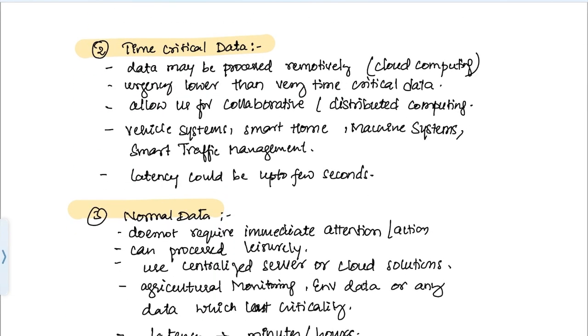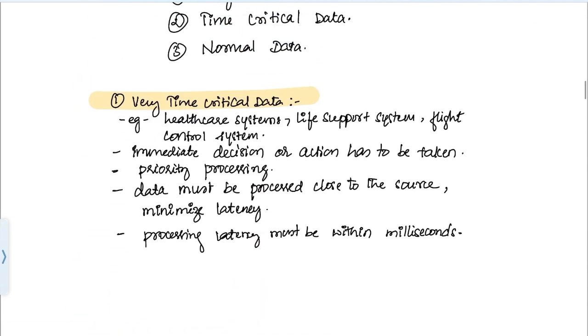Next we have time critical data. Time critical data means data may be processed remotely, that is, in cloud computing. So speaking of this, here we come across the edge computing topic.